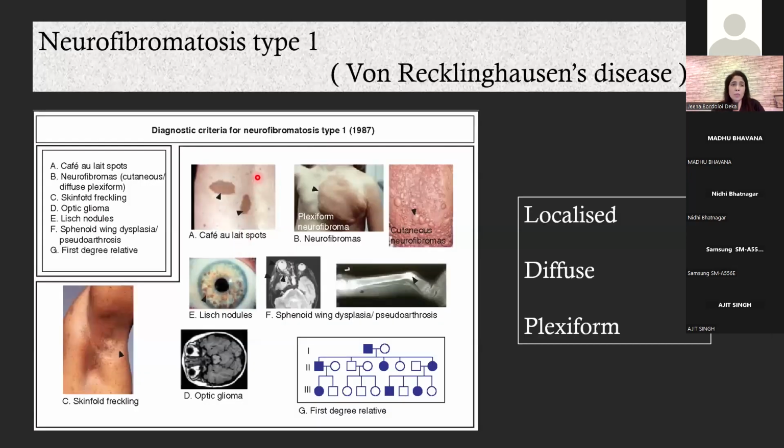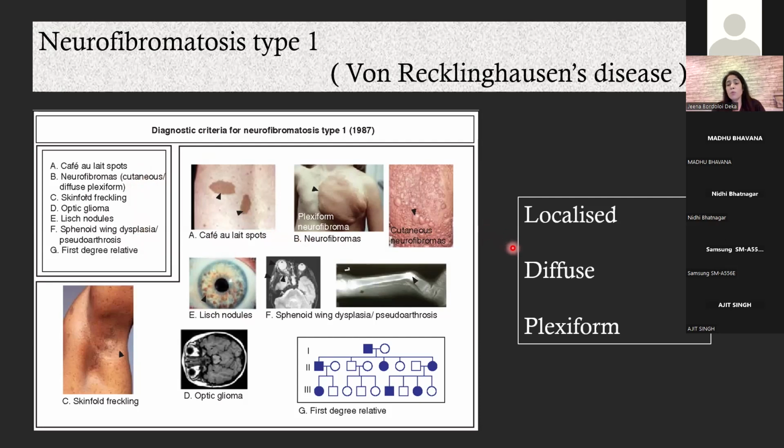So finally, coming to neurofibromatosis, or the neurocutaneous syndromes. Neurofibromatosis is also known as von Recklinghausen's disease, which was first described in 1882 by Friedrich von Recklinghausen. And there are various diagnostic criteria for this syndrome: café-au-lait spots, neurofibromas, that is the cutaneous, localized or diffuse forms, skin-fold freckling, optic gliomas, Lisch nodules, sphenoid wing dysplasia, or the presence in a first-degree relative.